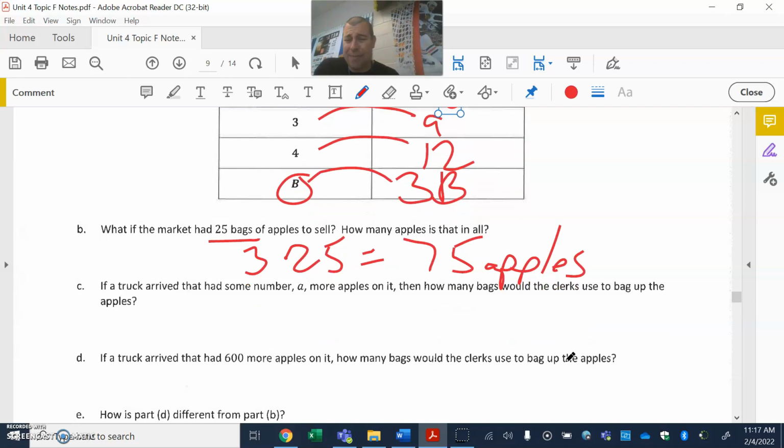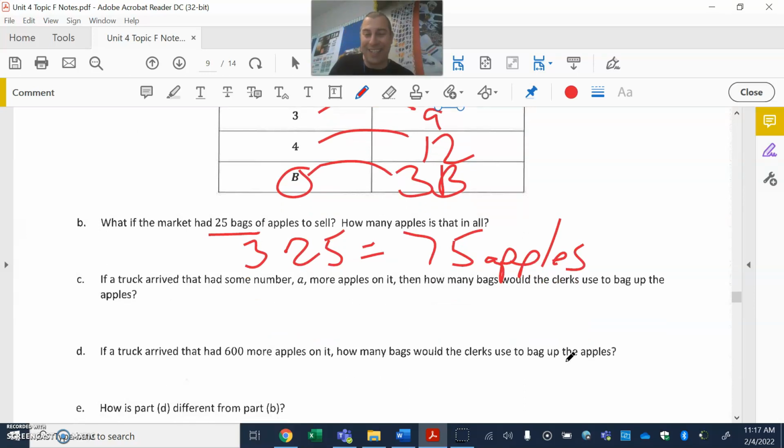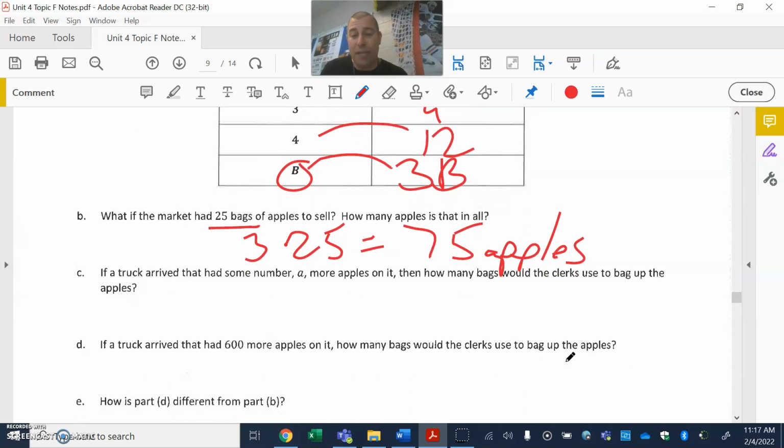Oh, this one's a good one that's here. All right. If a truck arrived that had some number, as in A, more apples on it, how many bags would the clerk use to bag up the apples? Okay, so now they're giving us the apples, which is over here. So all we're doing is going the other direction. What are you doing each time? Well, you can look at the other numbers that are up on your table.